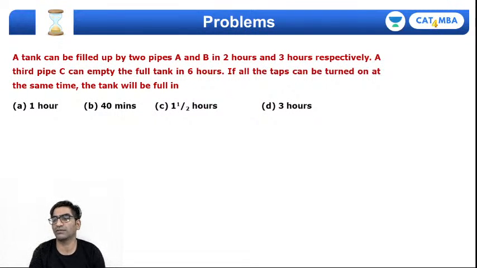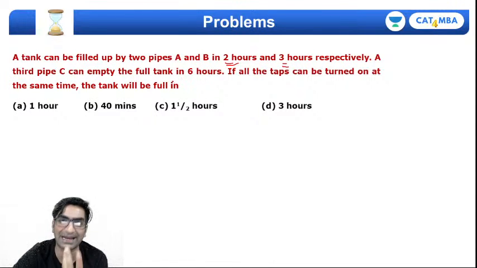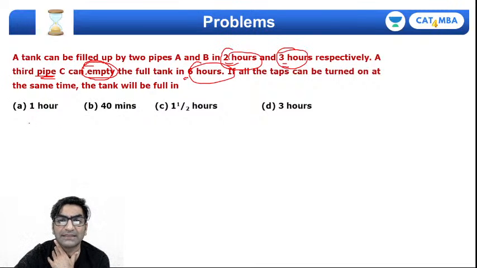Just for variety's sake, I'm including a problem from pipes, but the approach remains the same. I am given the time taken by A and B as 2 hours and 3 hours. But now with pipes, you should expect and anticipate this kind of situation where there is a pipe which doesn't fill, which in fact empties. So you can still use the time taken: 2 hours, 3 hours and 6 hours.